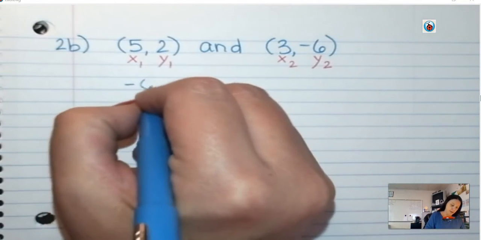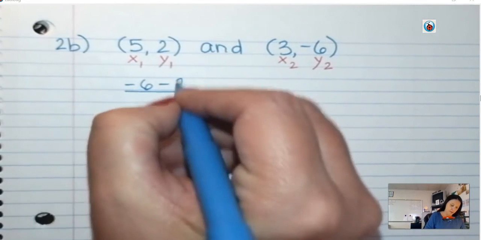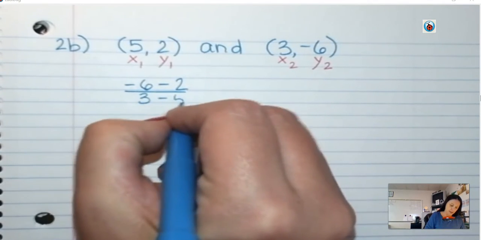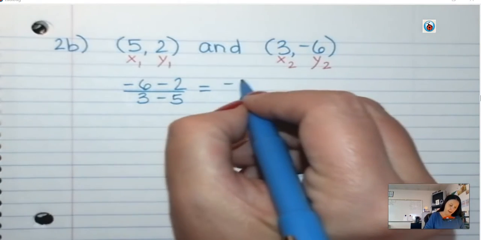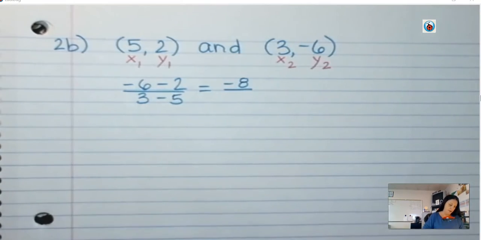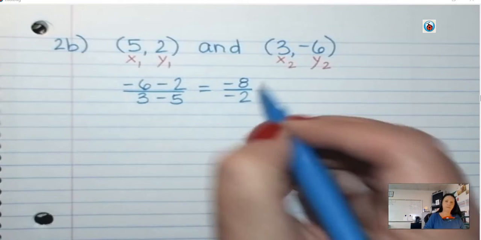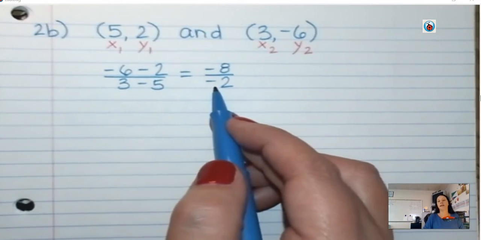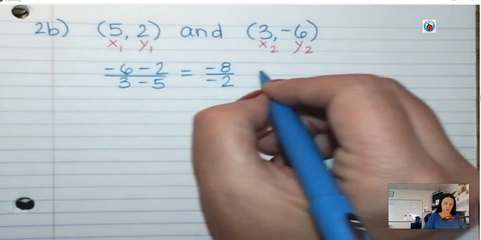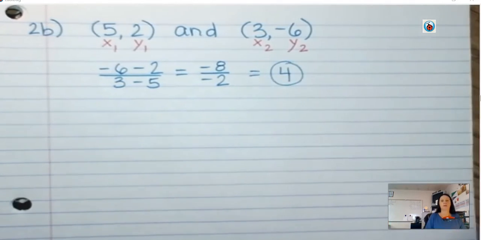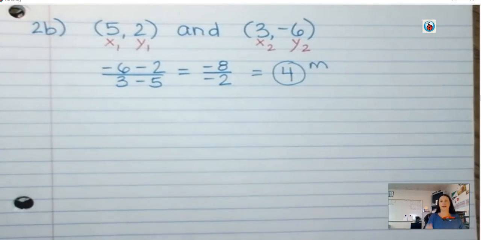So y sub 2 minus y sub 1 over x sub 2 minus x sub 1. Negative 6 minus 2 is negative 8. 3 minus 5 is negative 2. A negative over a negative is really a positive slope. 8 over 2 is really 4. So there's our slope. That's m.